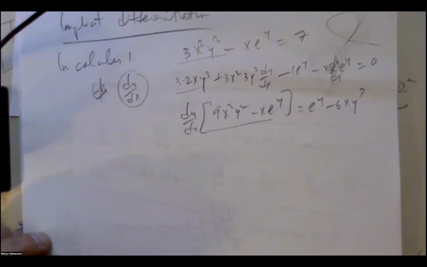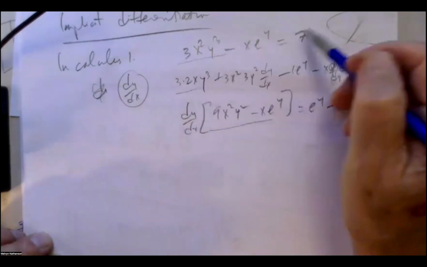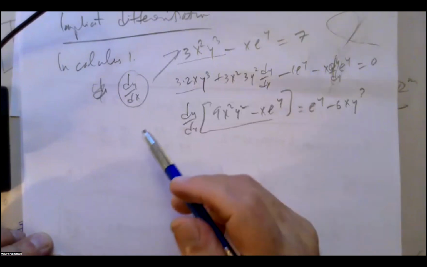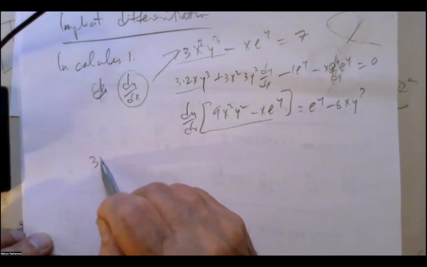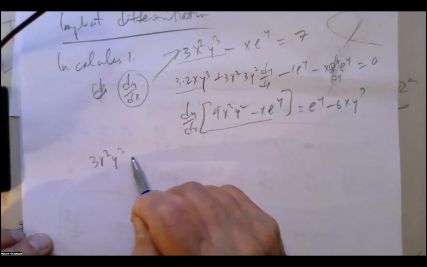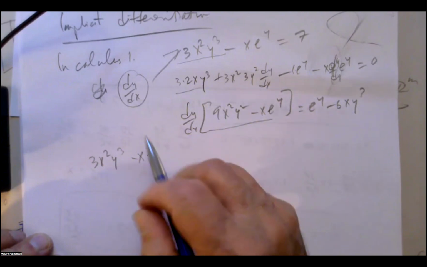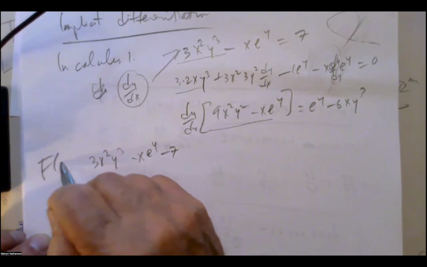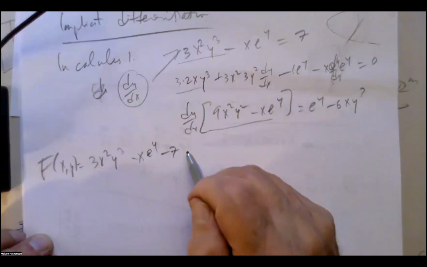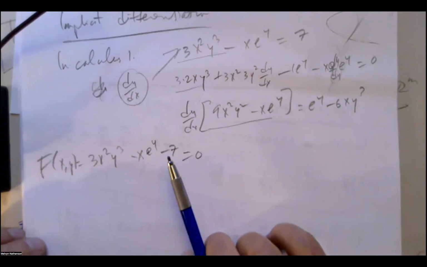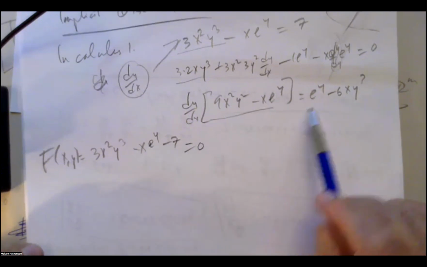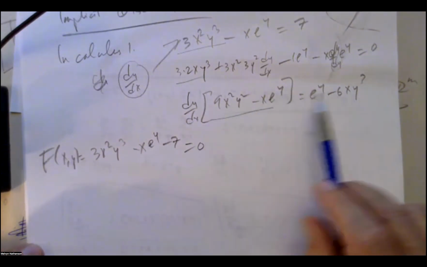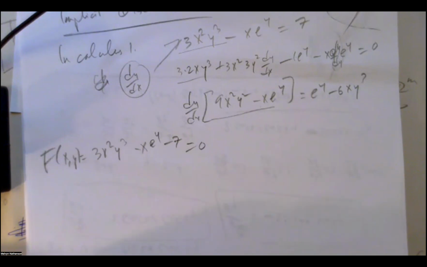So there is an alternate form of this. What we have here is a function of the form 3x squared y cubed minus x e to the y minus 7. If we call that function capital F of x, y, we're looking at all the points where this is 0, and on that curve, I found dy dx, this divided by this.